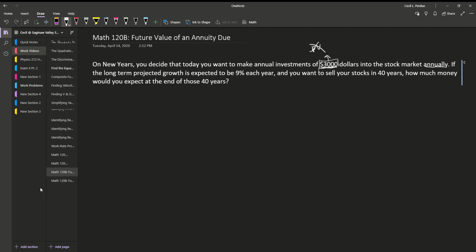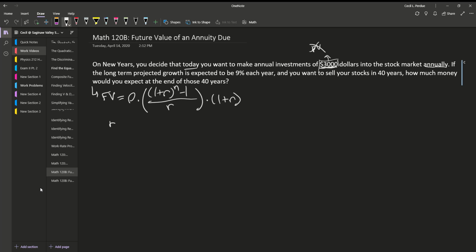We know that it's annuity due because we decide to do it today. If we waited until the end of the period to make the investment, that would be considered an ordinary annuity. Our future value is going to be equal to the periodic payments that we make multiplied by 1 plus r to the n minus 1 over r, and then all of that multiplied by 1 plus r.